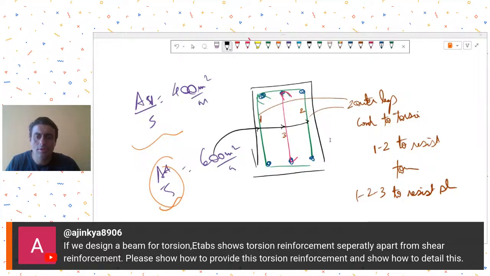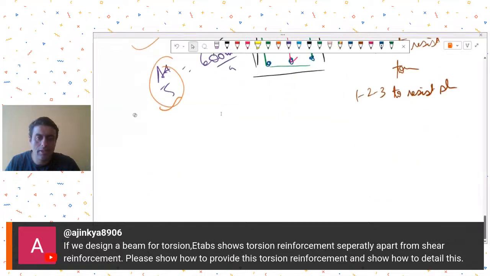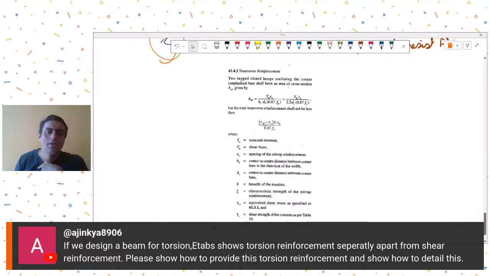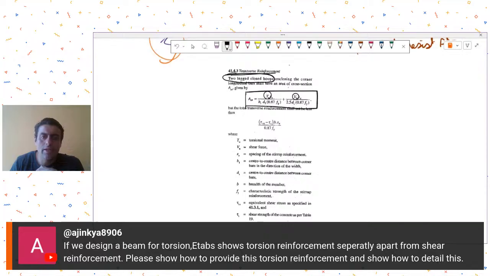yeah, this is the formula. So if you see, this is the formula for two-legged, and here they are quite specific, two-legged closed hoops. Now in this there is a torsion also and there is a shear also. So for both combined, you find these two-legged stirrups. Okay. So whatever you are getting, this is for the combined two-legged stirrups.